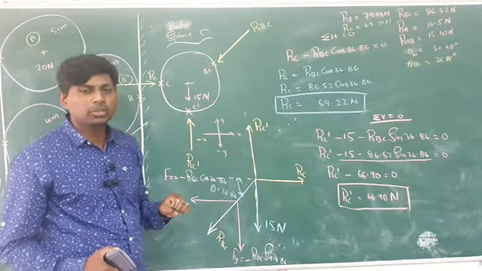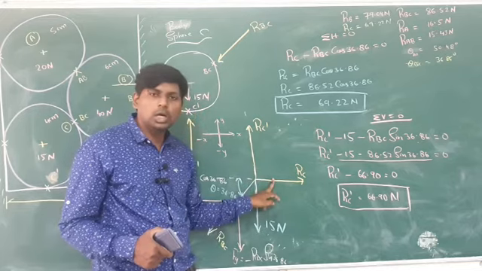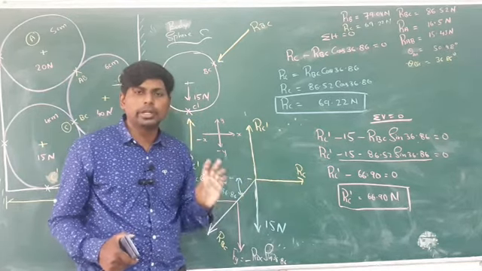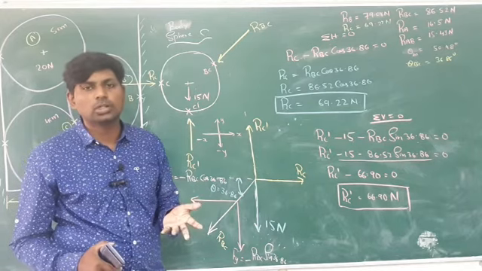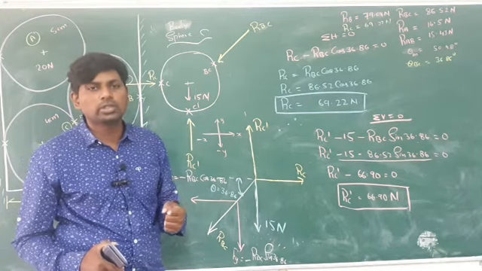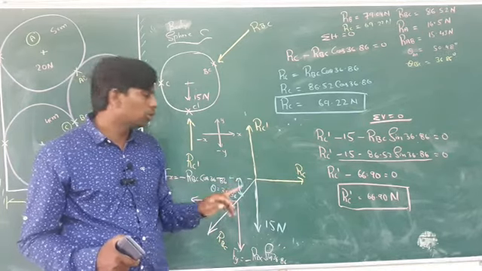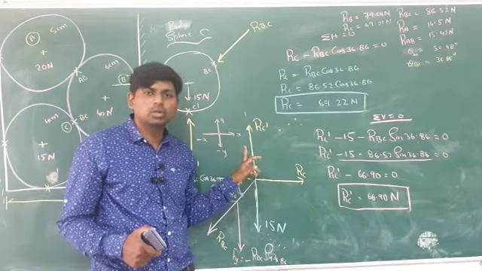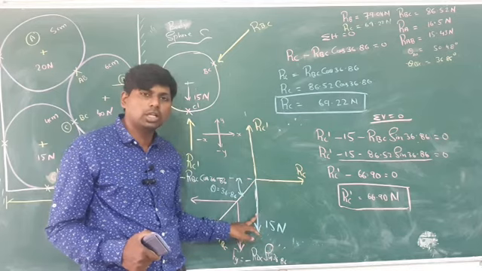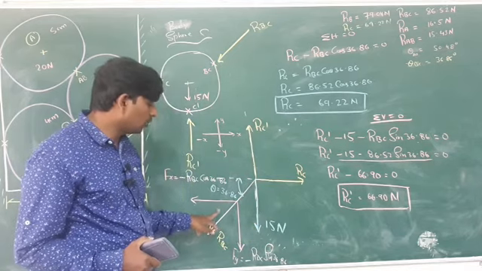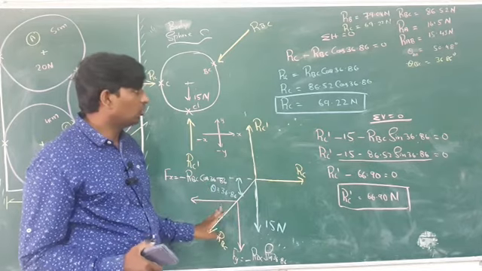See how many forces are there here? 1, 2, 3, 4. Whenever I told you, if 3 forces are there, you can go for Lami's theorem. If more than 3 forces are there, you have to resolve the inclined forces into horizontal and vertical. Why didn't I resolve this one? Because it is lying on the axis. This is also lying on the axis, and this one is also lying on the axis. So whenever an inclined force is there, you have to resolve it into vertical and horizontal like this.